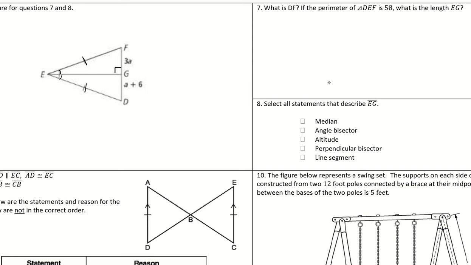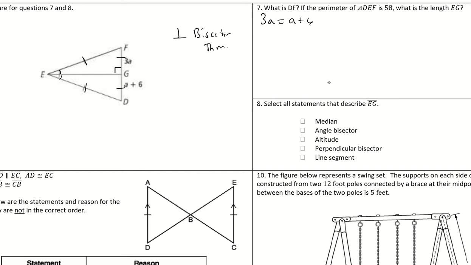It's called the perpendicular bisector theorem: if these two are the same, then this is going to be a perpendicular bisector. So it's going to cut these in half, and it's going to be at a right angle. So these are equal to each other, is what I'm trying to say. 3a is equal to a plus 6, and we can solve that. So let's actually do that over here. So 3a equals a plus 6. And that's the perpendicular bisector theorem.